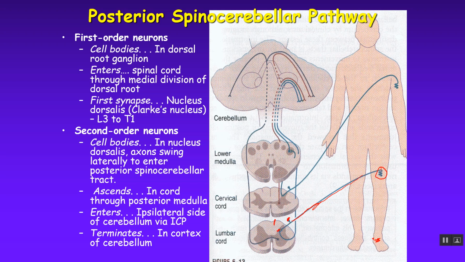So that's this region right here. And that Clark's nucleus extends up and down from T1 to L3, okay? So if you're an axon that comes in below L3, down in L5, S1, it's going to go up in the fasciculus gracilis, up to L3 or L2, and then it's going to synapse with Clark's nucleus for its second order neuron. Does that make sense?